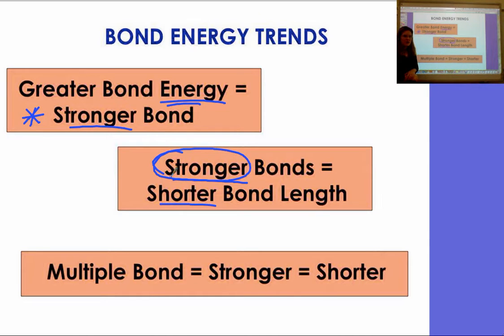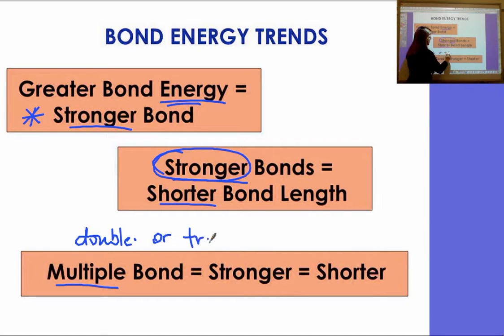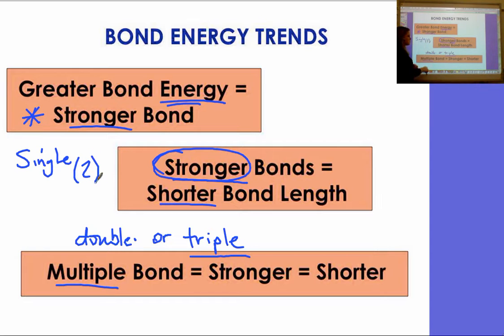It's stronger. A multiple bond, this would be a double or a triple bond. Those are even stronger yet. Think about putting three pencils together and trying to break them. Double bonds, if a single bond shares two electrons each, a double bond would share a total of 4 electrons, and a triple bond would share a total of 6 electrons.